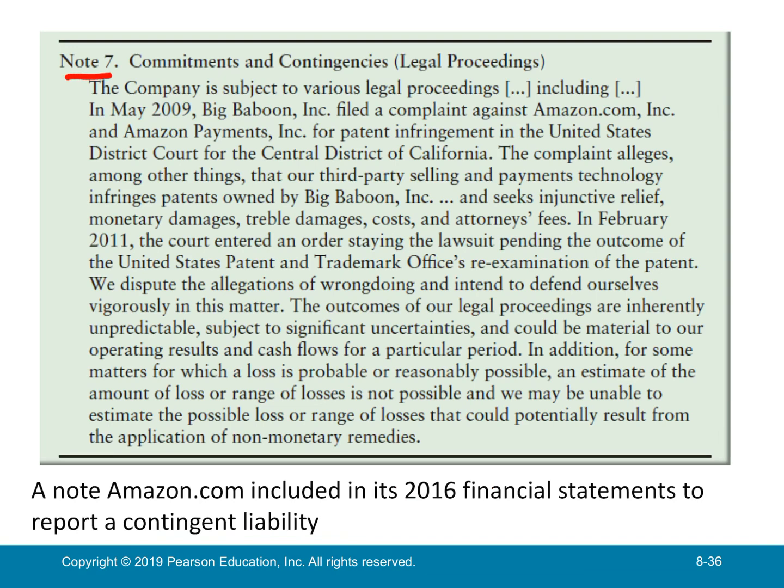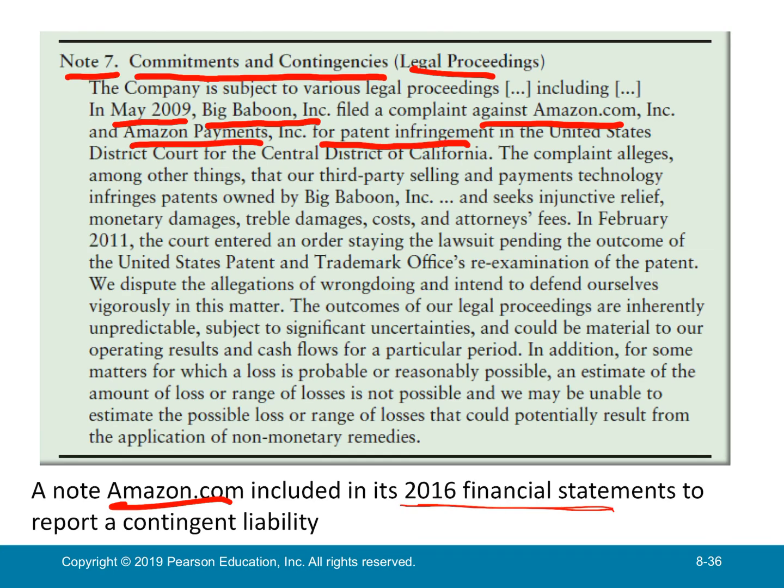So here's an example. This is note 7 of a 10K, commitments and contingencies, legal proceedings, right? So in this case, this is Amazon's financial statements, the Amazon.com 2016 financial statements. And they're saying that in May 2009, Big Baboon Inc. filed a complaint or lawsuit against Amazon and Amazon Payments for patent infringement in the district court in the Central District of California. So this company sued Amazon and Amazon Payments specifically for infringing on some patent that Big Baboon Inc. had.